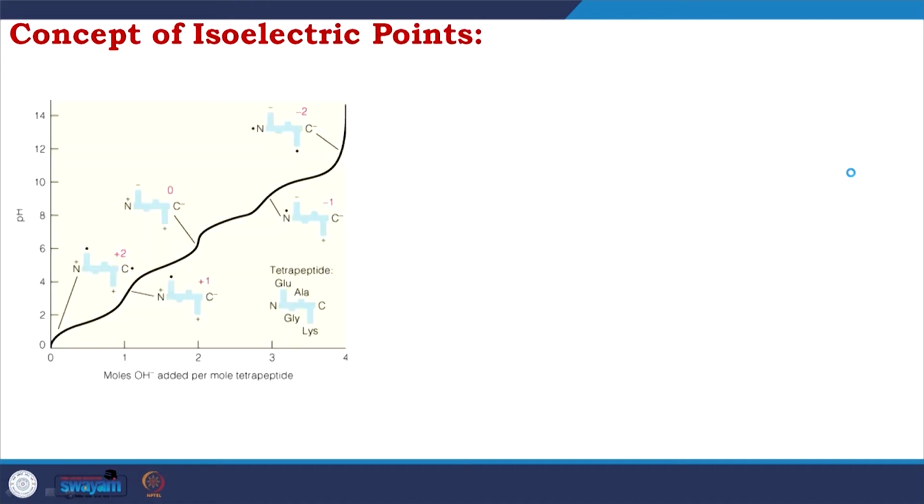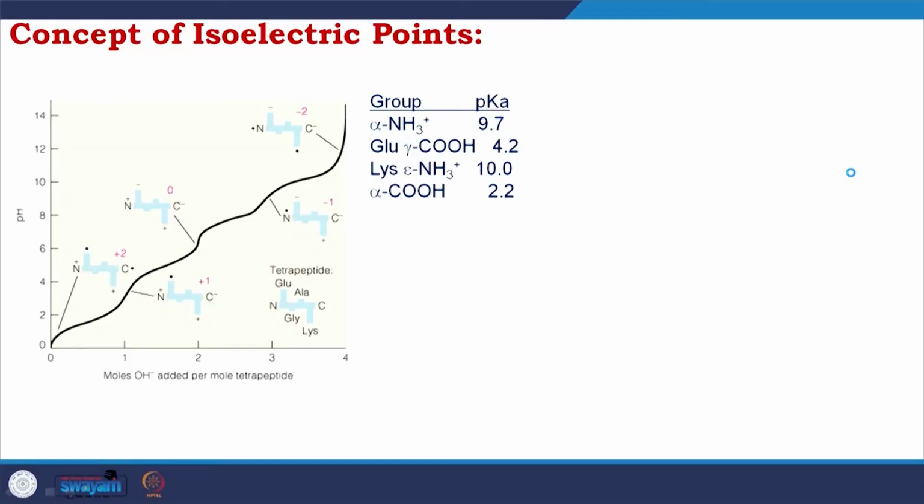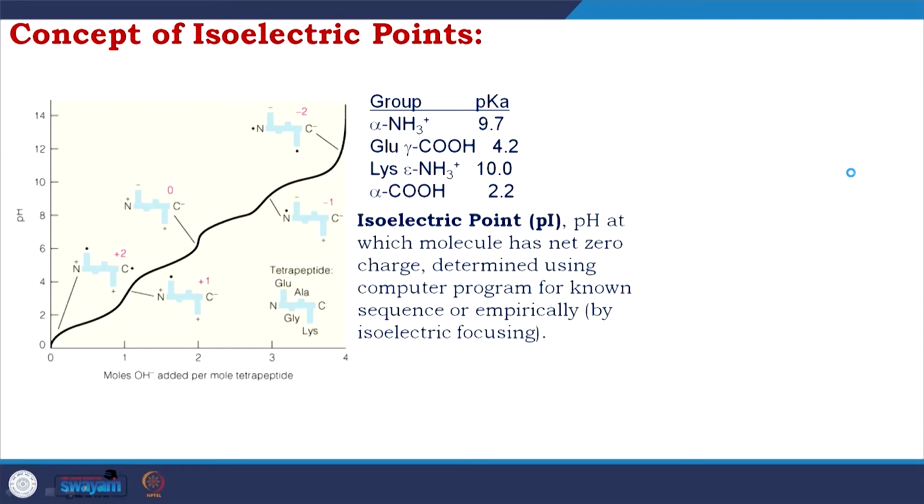I have already talked about the concept of isoelectric points. So, you remember isoelectric point is different for a protein whose side chain is neutral, whose side chain is acidic, whose side chain is basic. That is what is written here. Based on those side chains, pK value would be different and pI would be different. pI is isoelectric point, I have discussed. It is the pH at which the molecule has net 0 charge, determined using computer program for known sequence or empirically by having those pKa values. So, we have already discussed those calculations.